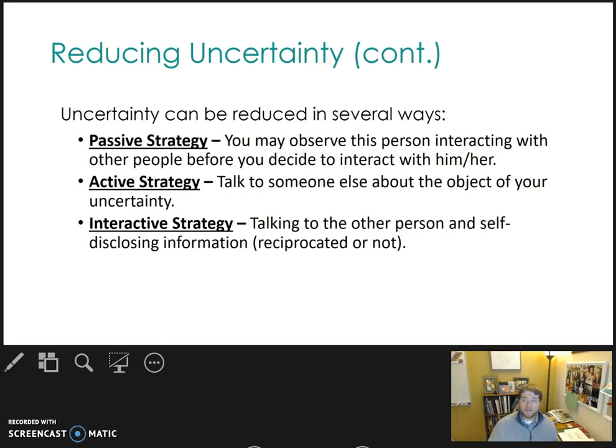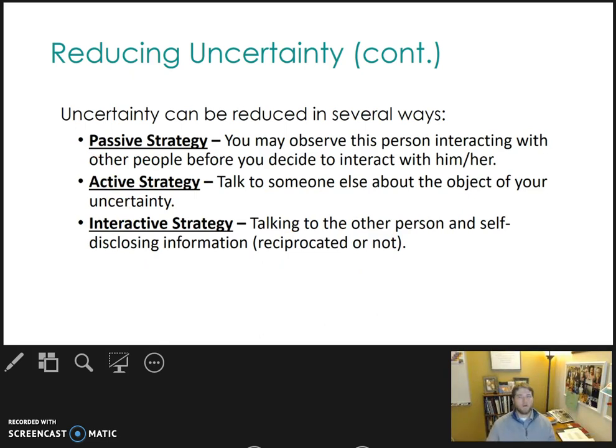And then the interactive strategy is you actually talk to the person, okay? And you self-disclose information and you interact with them in a one-on-one way. Sometimes this does include interacting on social media, or you text them, or you talk to them in person, okay?